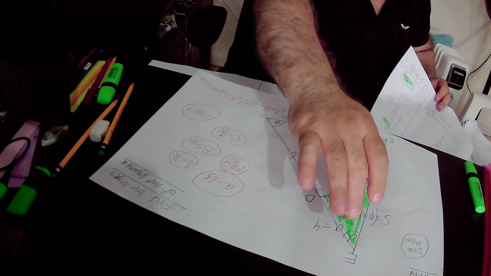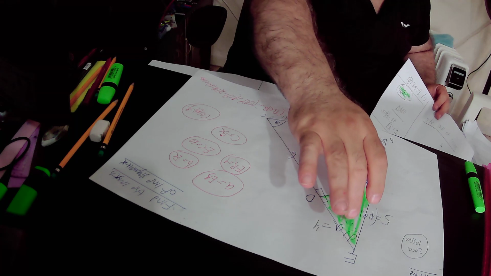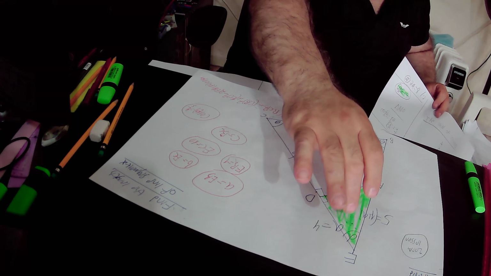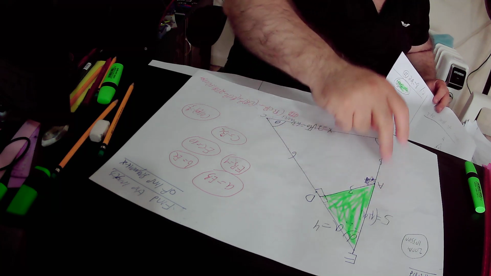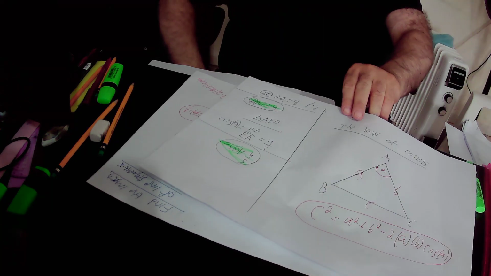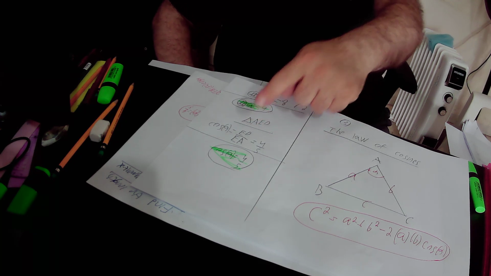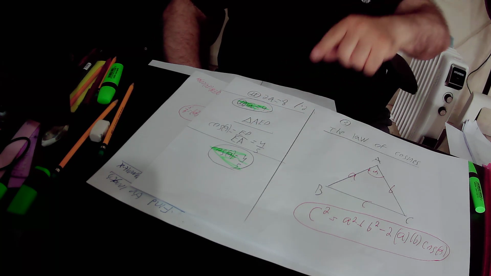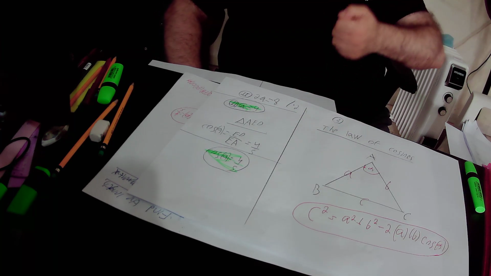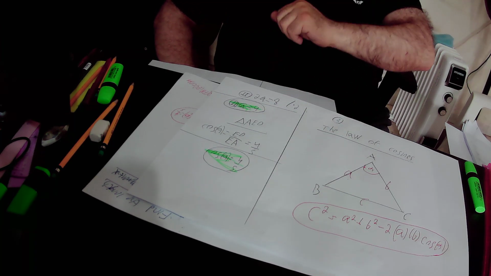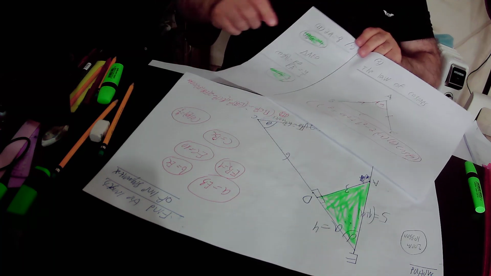Then we focused on the green triangle ADE. We defined angle AED as alpha. In this green right triangle, cosine alpha equals ED over EA. ED equals 4 and EA equals 5, so we found that cosine alpha equals 4 over 5.